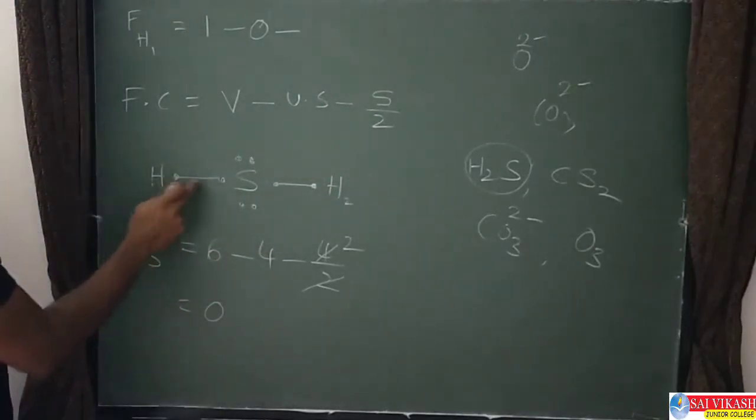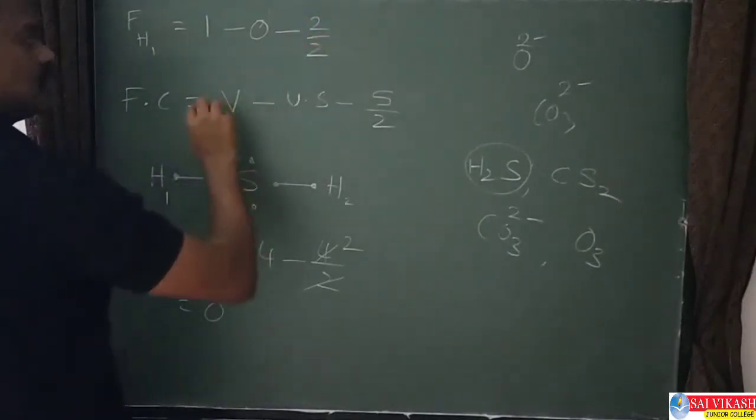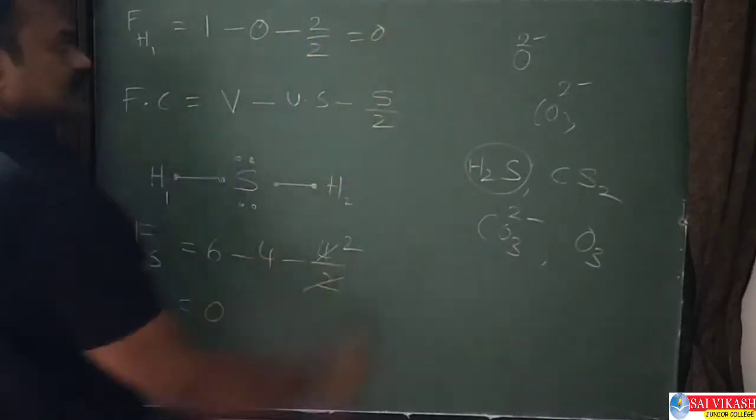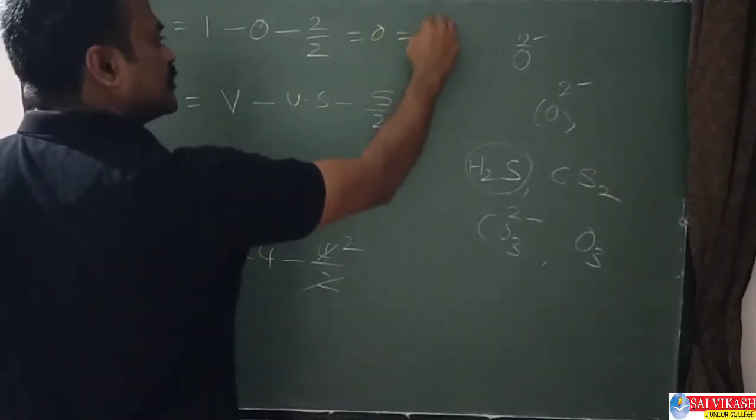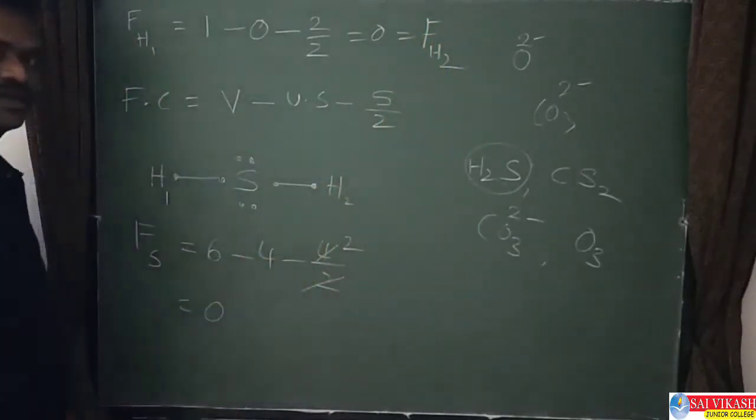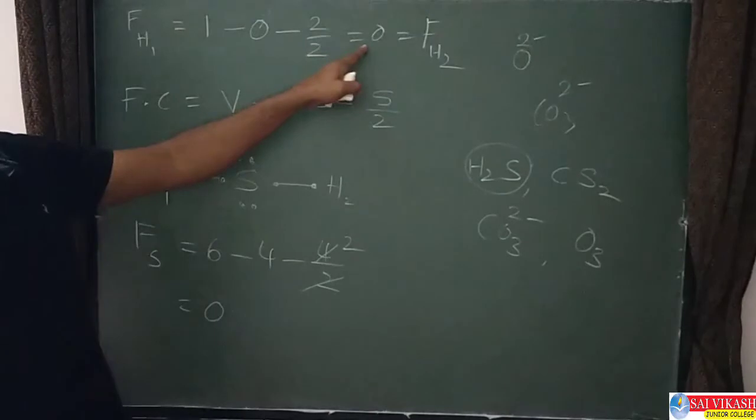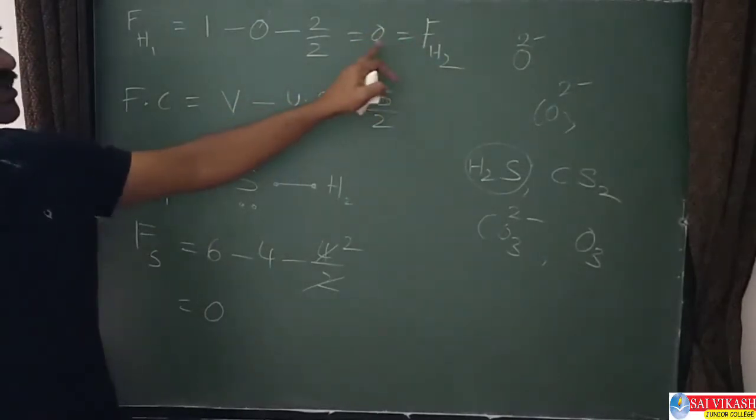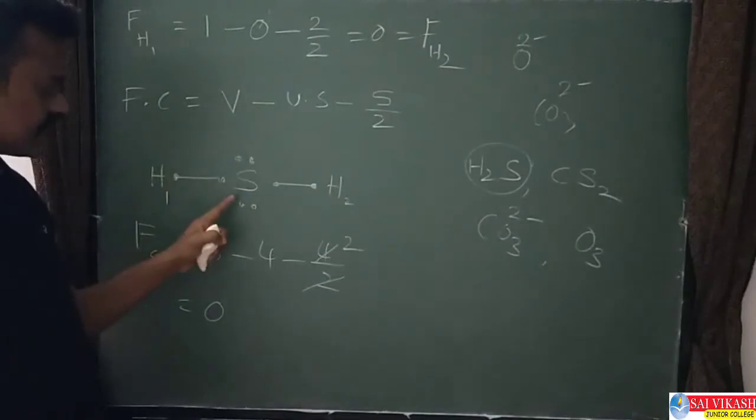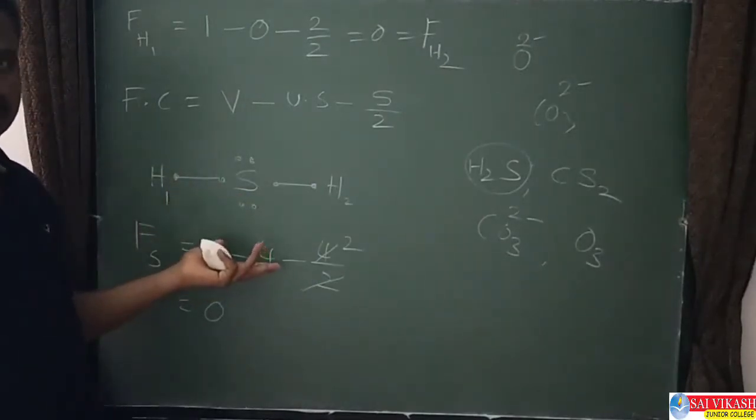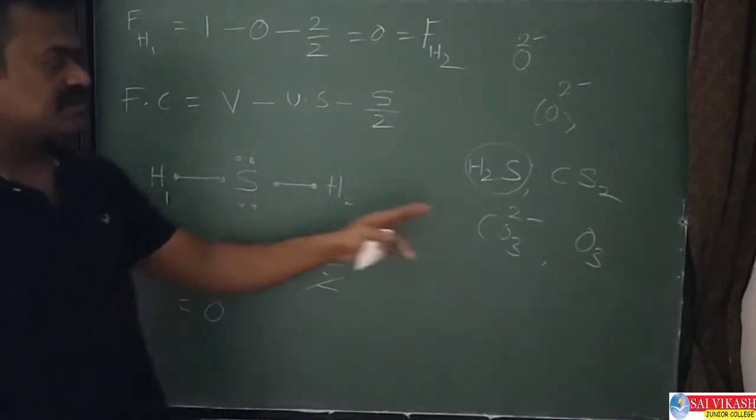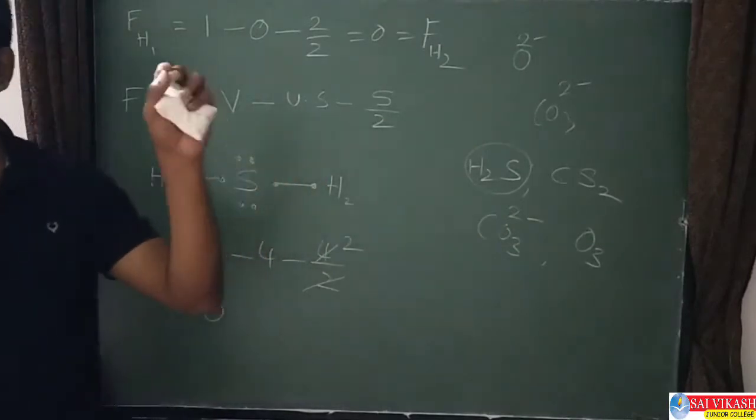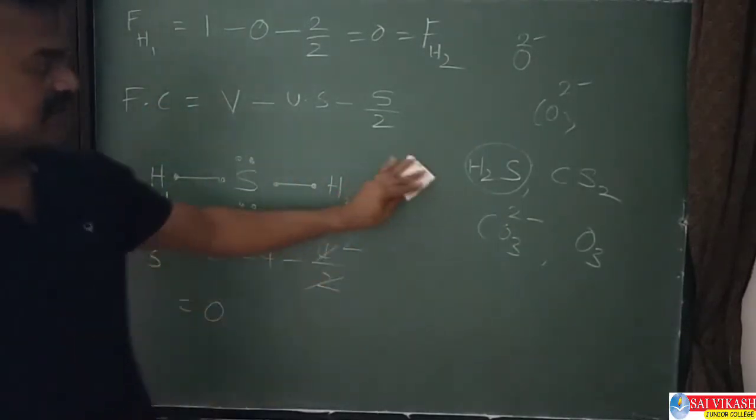How many shared electrons? 2. 2 electrons are sharing. Divide by 2. So 2 by 2, how much it is? 1. 1 minus 1, so it is also 0. So formal charge of hydrogen 1 is 0. This is nothing but formal charge of hydrogen 2 also. So for hydrogen 1 formal charge is 0. For hydrogen 2 formal charge is also 0. Sulfur formal charge also 0. So 0, 0, 0. Sum of all these 3 zeros will come as 0. Means the total formal charge of H2S will be 0. So like that H2S is done.